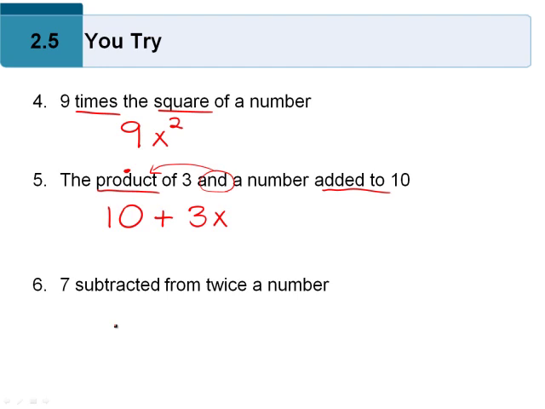All right, number 6, 7 subtracted from twice a number. Okay, so we have two phrases here, subtracted from and twice. Okay, now if 7 is subtracted from something, you have to put minus 7 because you're subtracting the 7 from something. Okay, and what we're subtracting it from is twice a number. So twice a number would just be 2x. So just remember, and a lot of times it's all in the way you read it. So if you can emphasize it to where it almost sounds like you're crazy, like 7 subtracted from twice a number, then that'll make it a lot easier.